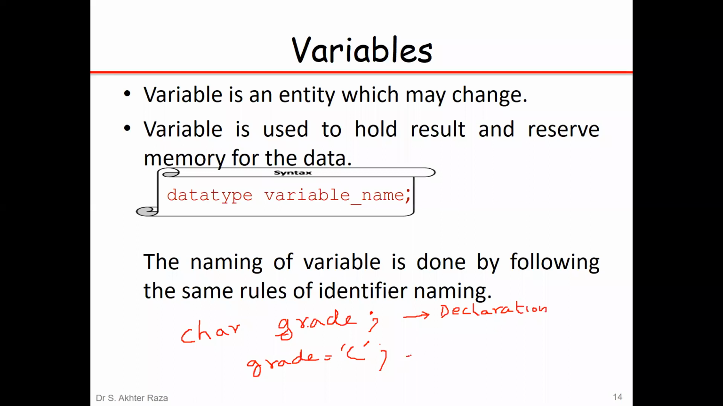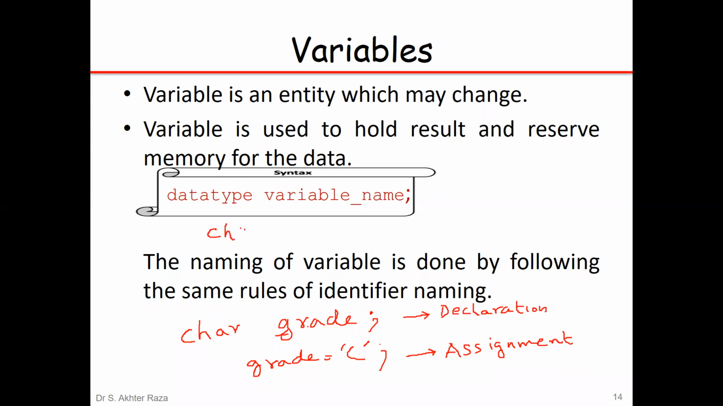And this is called assignment statement. So first you have to declare a variable, then you can assign some data into that variable. This is called assignment statement. But we can do both of them in one line. So there is another option. I can use both of them in one line.